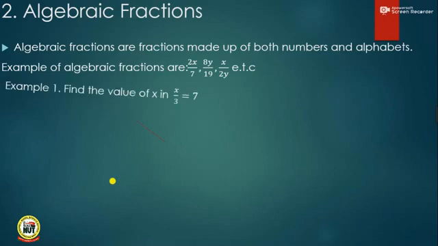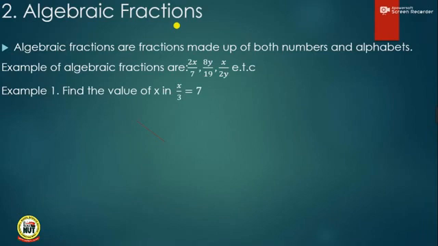Alright, let us look at this also. Algebraic fractions. Algebraic fractions are fractions made up of both numbers and alphabet. Examples of algebraic fractions are 2x all over 7, 8y all over 19, x all over 2y, and so on. So let's look at this example.